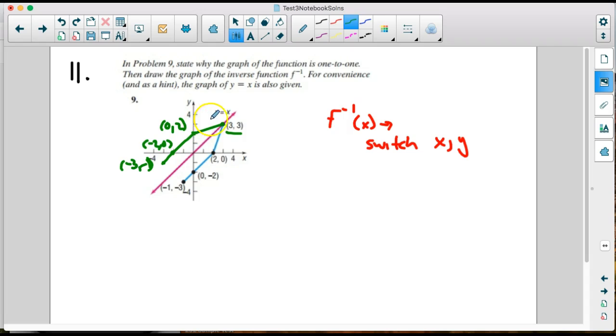So that's how we draw the inverse. This line is helpful for a reflection to see if you've done it right. So switch x and y. That's how we graph the inverse, if we already have a graph.